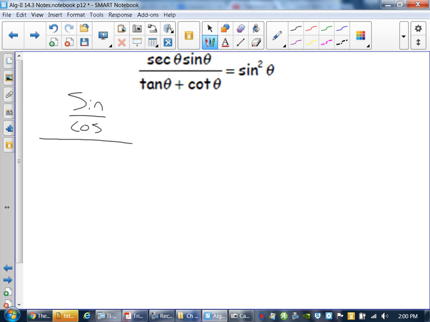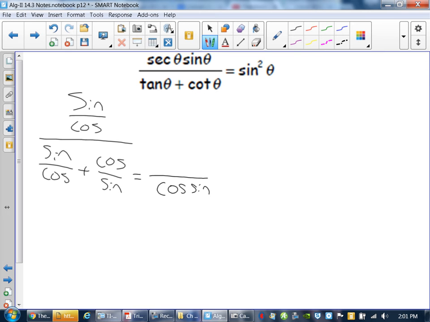Big denominator then becomes sine over cosine plus cosine over sine. We'll be okay with that. Now, the big denominator now has an addition part to it. Whenever I see addition, I want to try and get a common denominator. What is going to be the common denominator between a cosine and a sine? Cosine sine. Very good. So I have a cosine sine here.